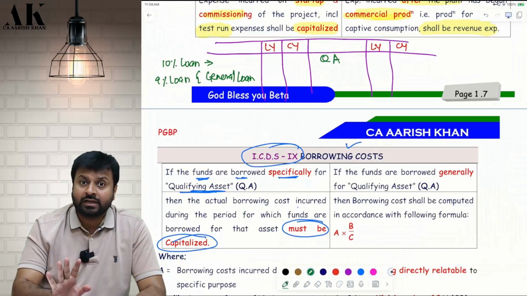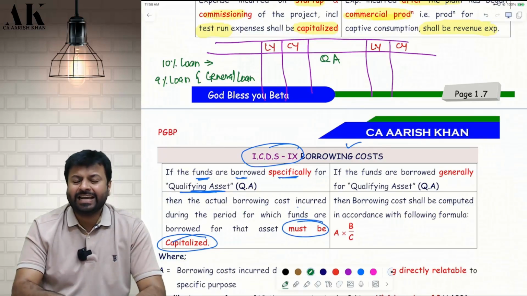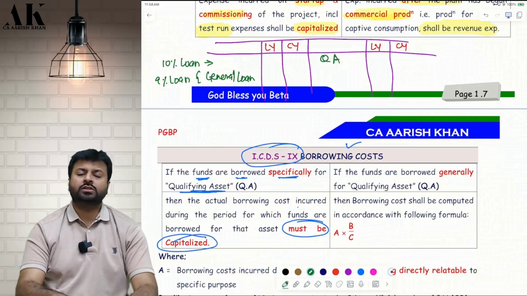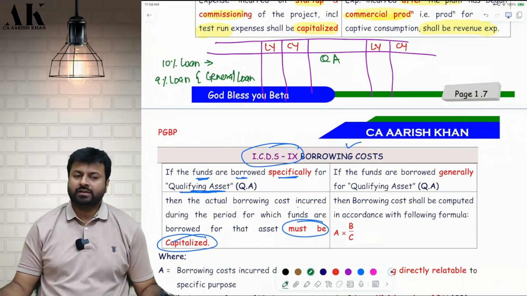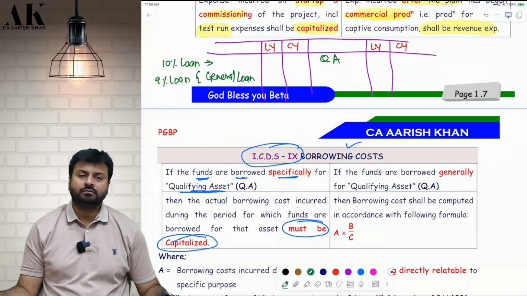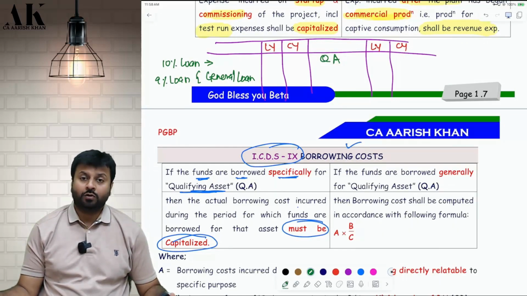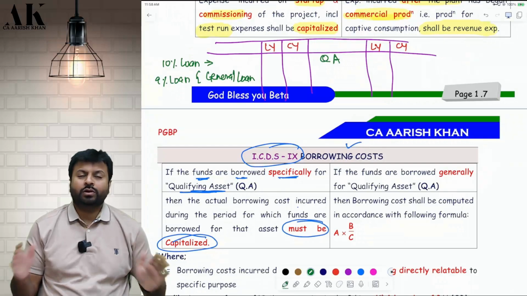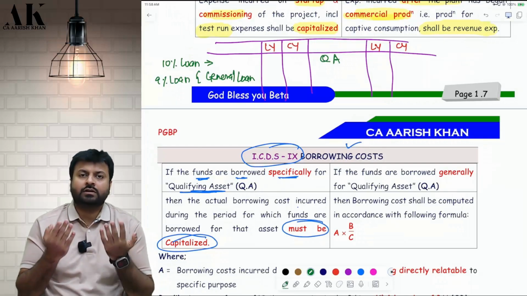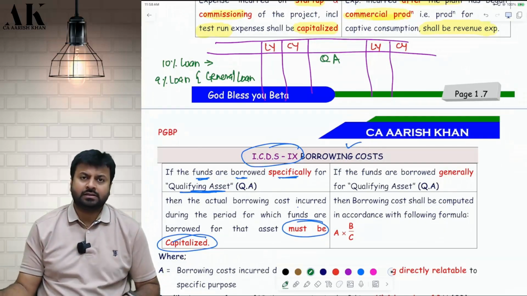Now I cannot segregate. I cannot exactly identify how much loan is used for the qualifying asset. It is not practically possible. So in that case, what shall I do? How much should I capitalize? If a loan is specifically for a qualifying asset, I will close my eyes and capitalize it.